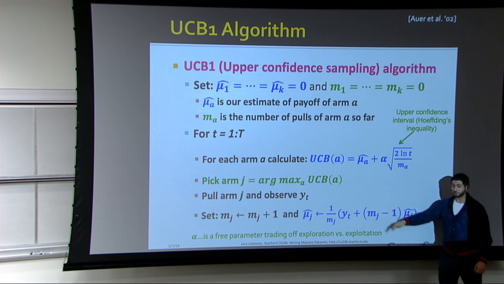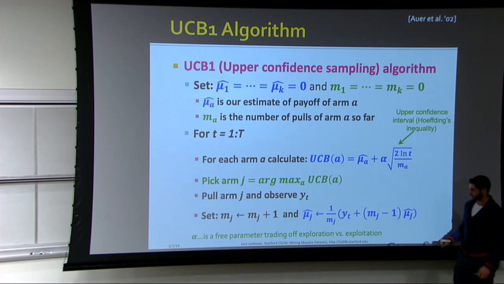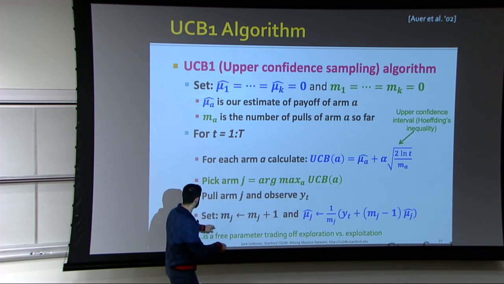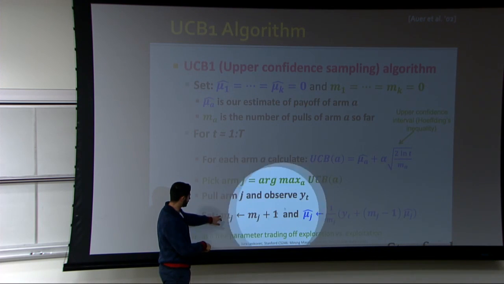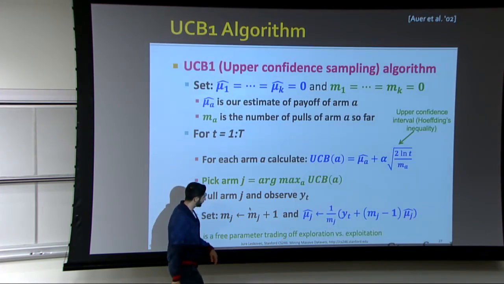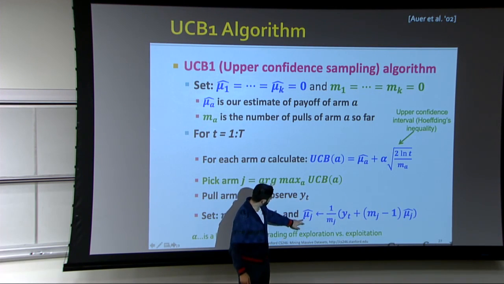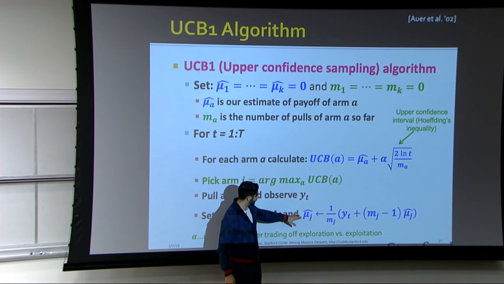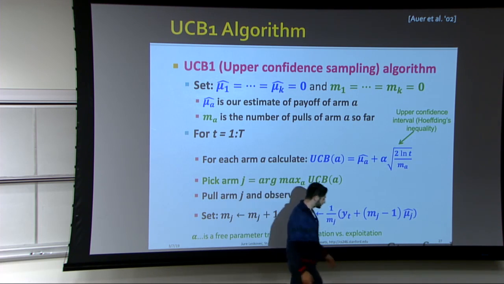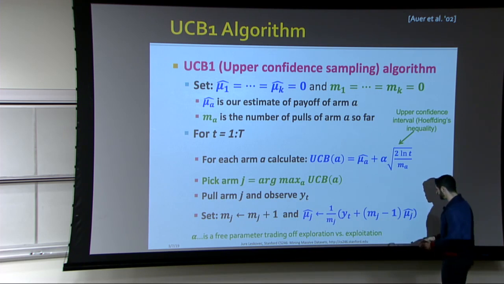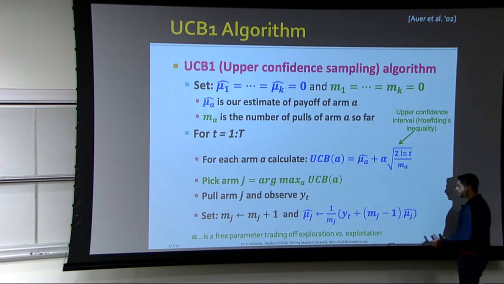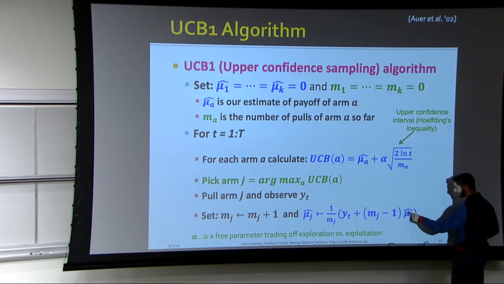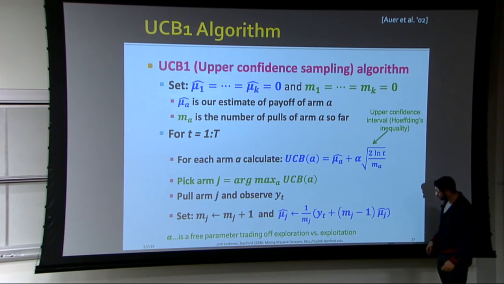The last step of UCB is updating this equation. So what do we do here? We update our m of j, okay? We do plus one step, and then we update the estimate for our mu of j. The way in which we do it is the following. Let's split this equation so that you can follow more easily. On the right side, you see m of j minus one times the mu estimate.